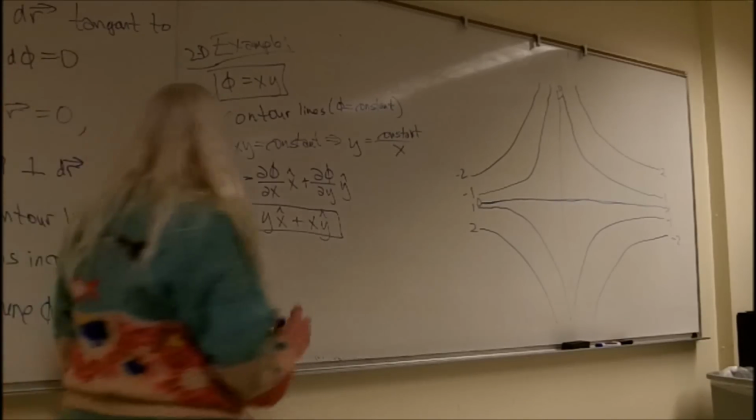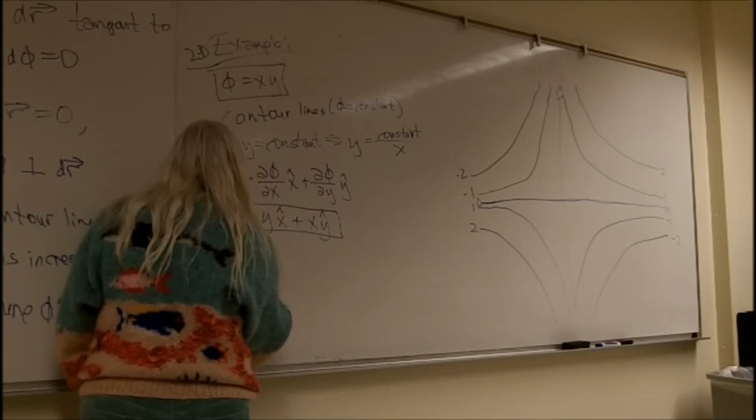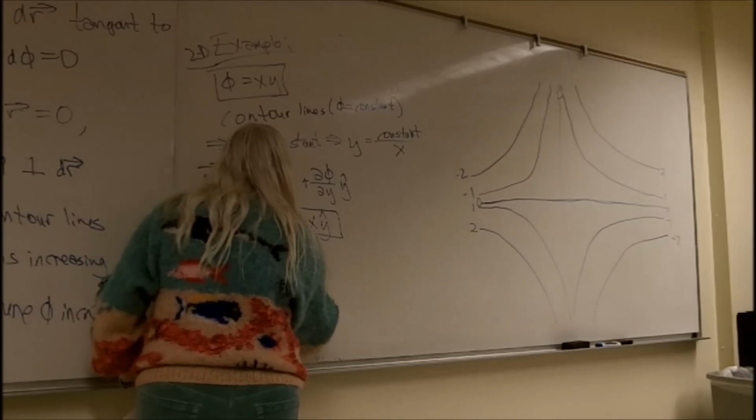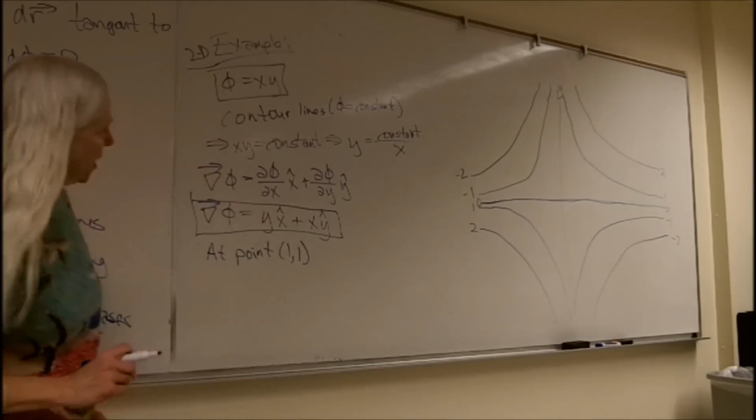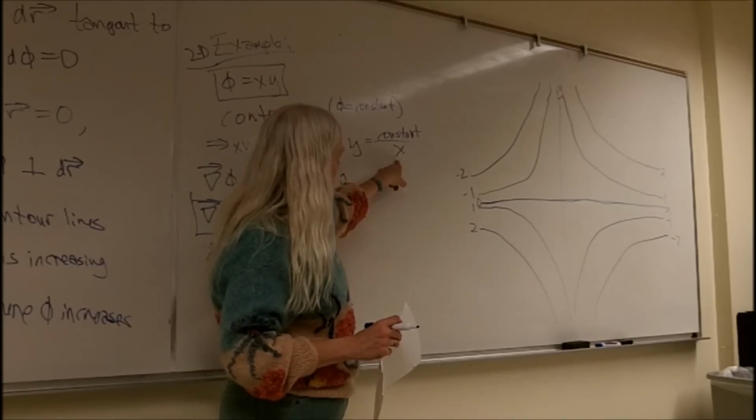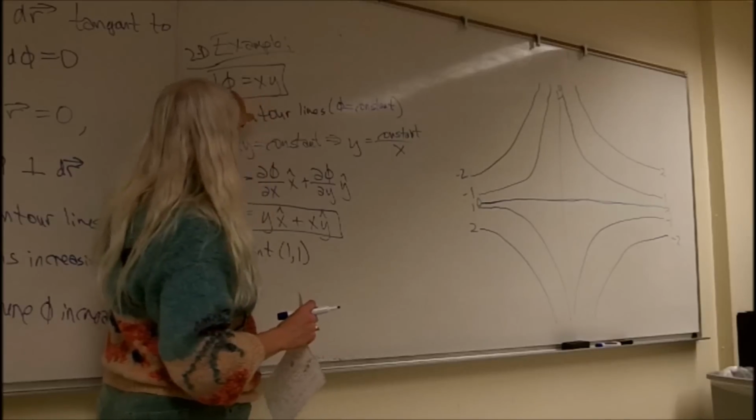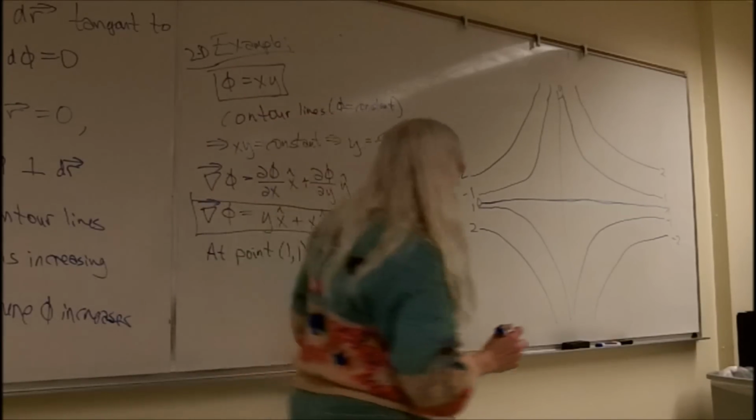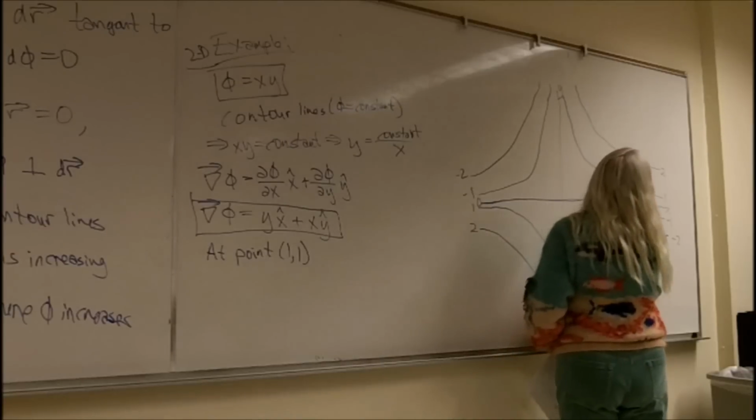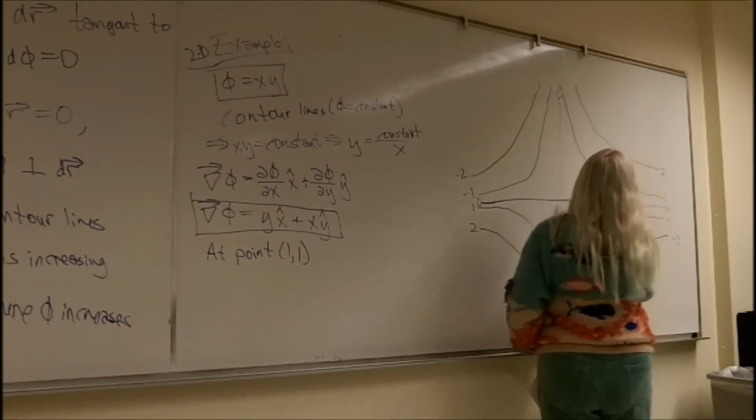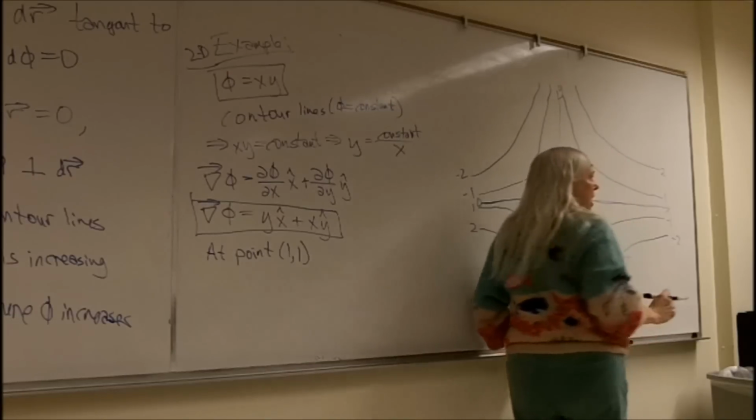So for example, let's look at the point 1, 1. Right? x equals 1, y equals 1. Notice that x equals 1, y equals 1 means that phi equals 1, or in other words, the constant here is 1. So that's a point along this curve right here that I've labeled with the number 1, and it's right there. And it's 1 unit over and 1 unit up.